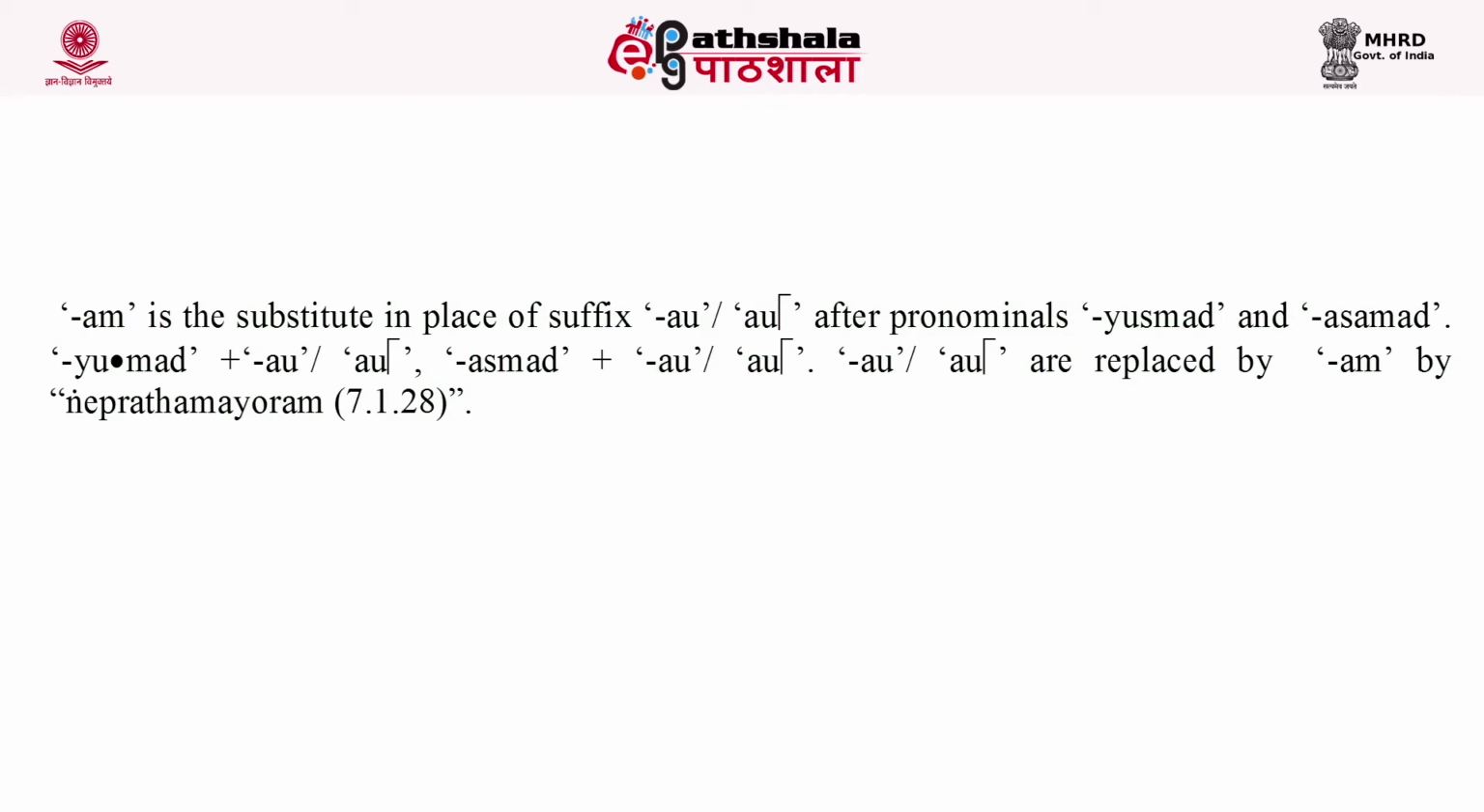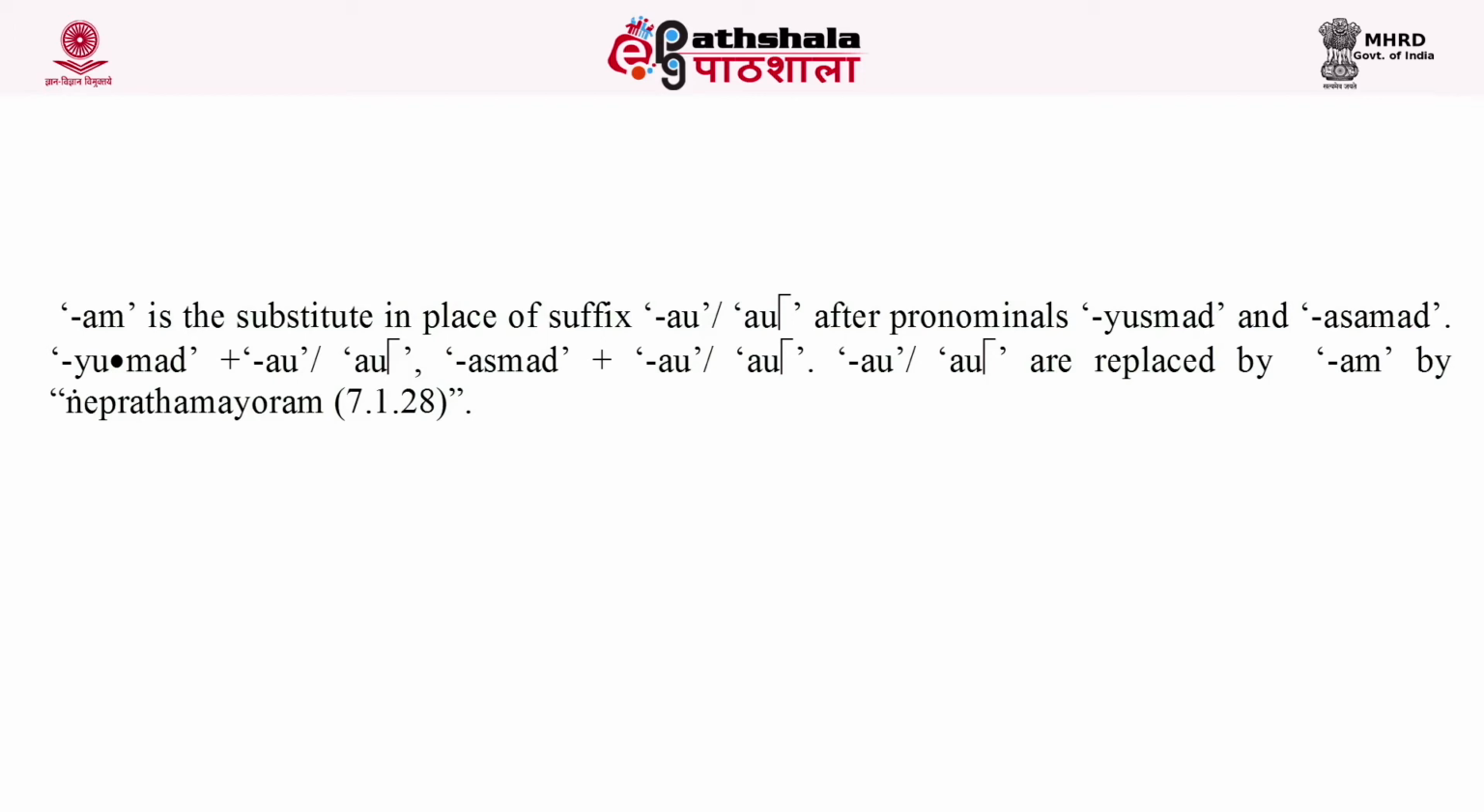After a neuter stem, for example, jnana plus au, jnana plus shi by Napumsakasya Shi 7118. Jnana plus i, sha is an it, hence dropped. Single substitute guna for a plus i, by 6187. So we get jnane.